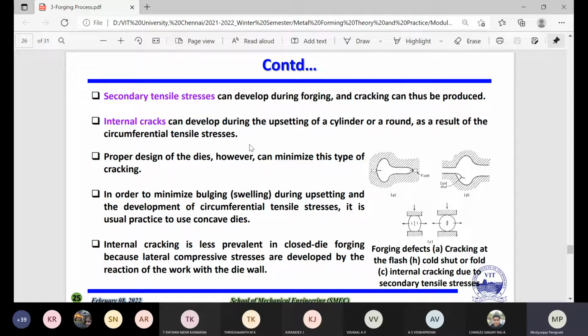And the internal cracks can develop during the upsetting of a cylinder or a round as a result of the circumferential tensile stresses. How can it develop? It develops during the upsetting of a cylinder or a round as a result of the circumferential tensile stress, near that we can find it. And the proper design of the dies, however, can minimize this type of cracking.